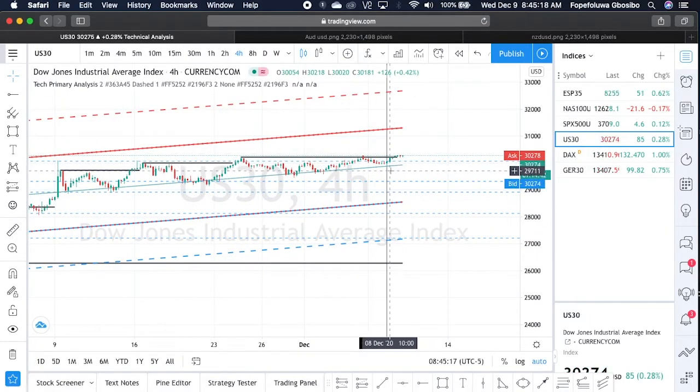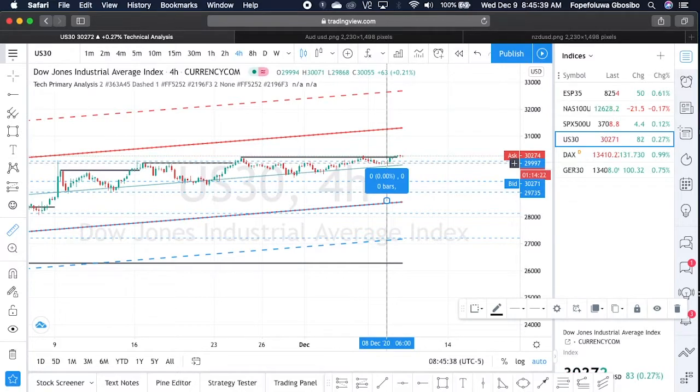A trade like this, I personally wouldn't take it. Why? Because it's just too close to a rejection. Or even if I was going to take it, because this is the 4 hour, I was only going to take it for like a 4 hour candle. I wasn't going to be holding it for any crazy amount of time.